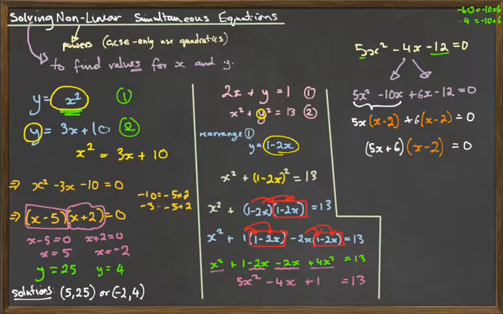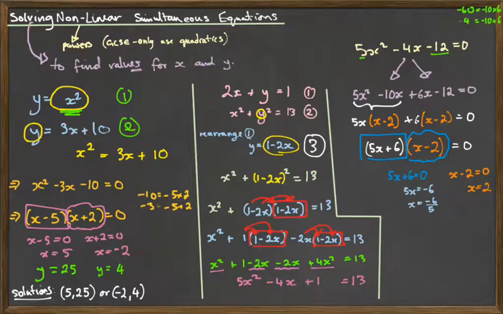Now we've got two things multiplied together to make 0, so I can say that 5x plus 6 equals 0, or x minus 2 equals 0. That means that 5x is minus 6, which means x is minus 6 over 5, or x is 2. Now that I've got these x values, you could pause the video and try substituting them into one of the first equations to find out y.